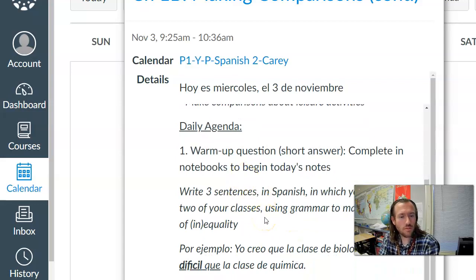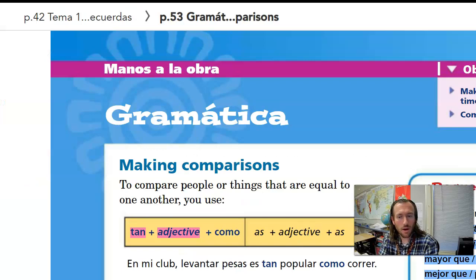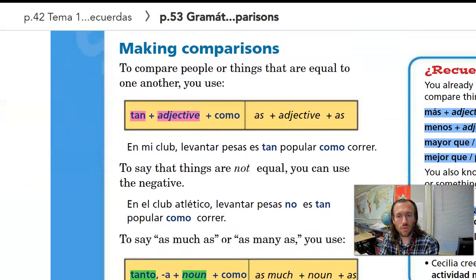Warm-up question is to write 3 sentences in Spanish in which you compare any two of your classes using the grammar that we looked at about how to make comparisons of inequality with más or menos que, more or less than, and adjectives, mayor or menor que, when you're comparing age, older than or younger than. Mejor que or peor que, just definitively saying something is better than or worse than. Those are comparisons of inequality.